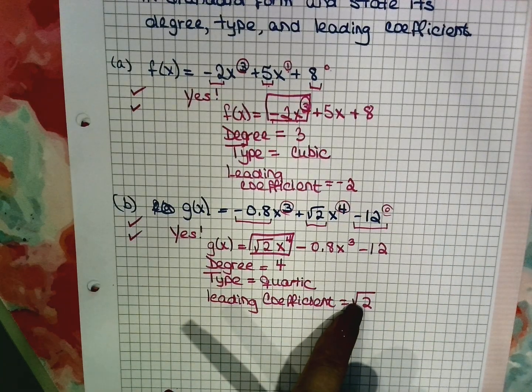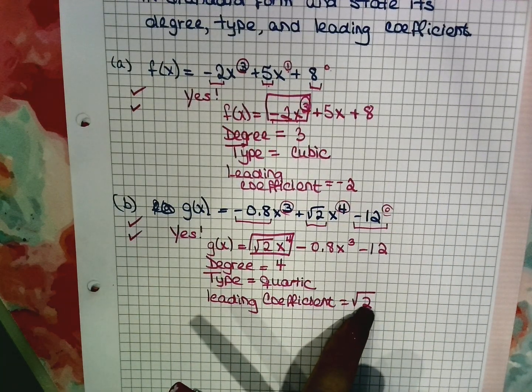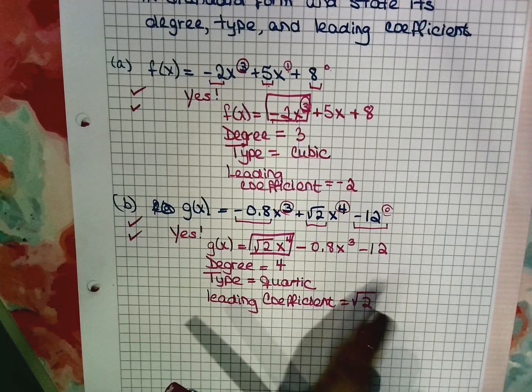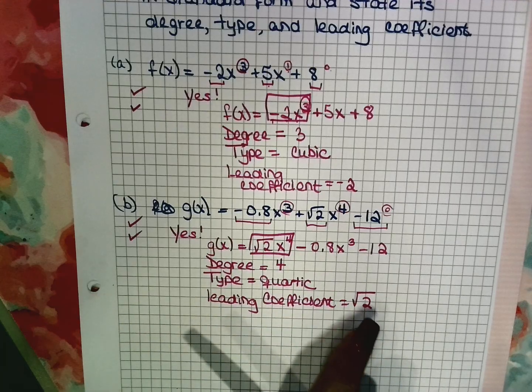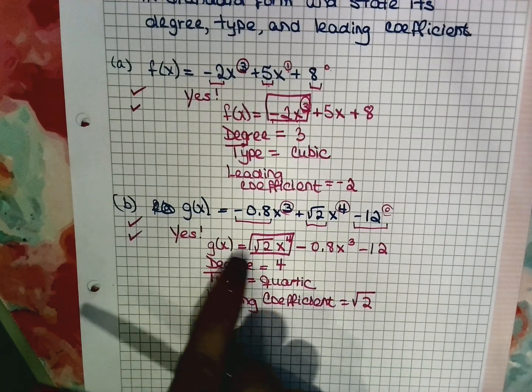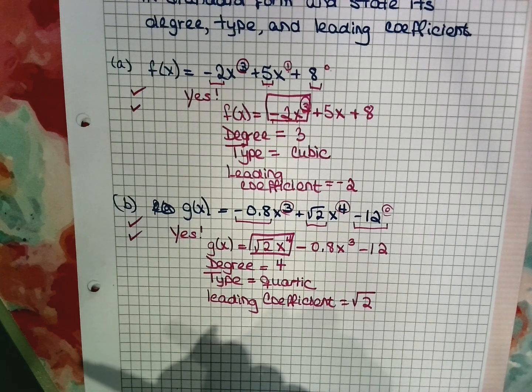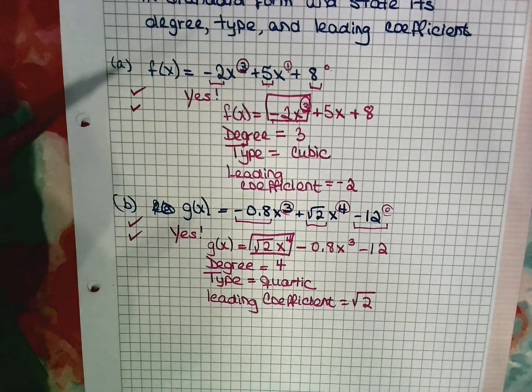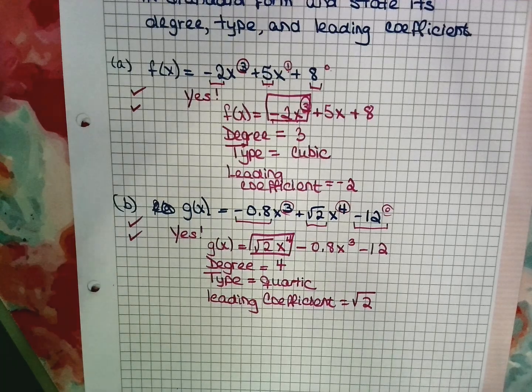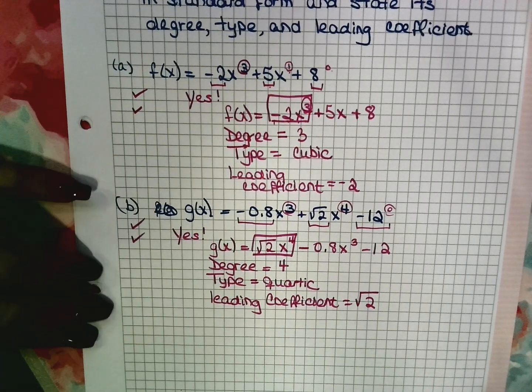Now remember, if this was the square root of a negative 2, this would not be a polynomial because that would have an imaginary number, not a real number, as a leading coefficient. Or if you had an i anywhere here, this would not be a polynomial. Okay? All right, moving on. Let's try this one.